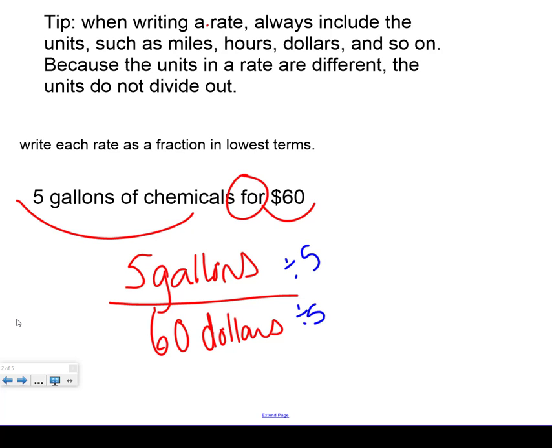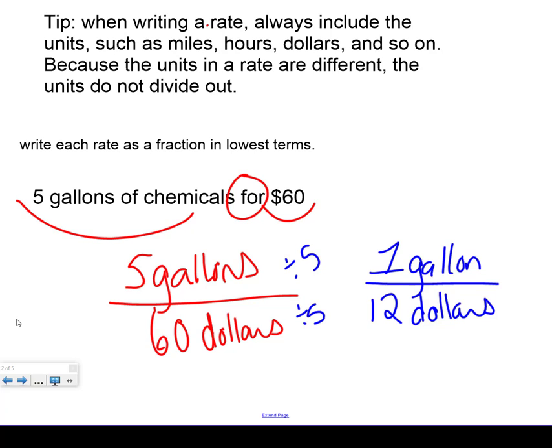And so I end up with, for every 1 gallon of gas, 5 goes into 60 12 times, cost me $12. Not a good ratio, but it's chemicals, not gas, that we're typically used to seeing. So for every 1 gallon of chemicals, it's going to cost $12. Okay.